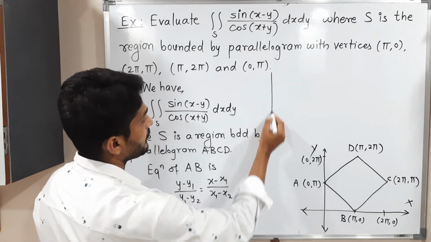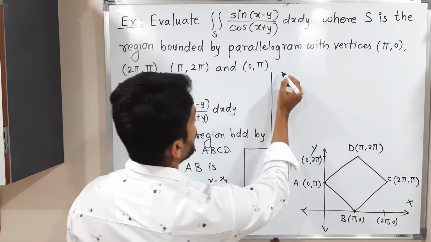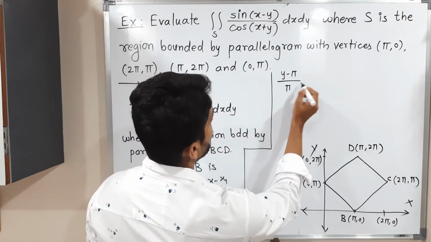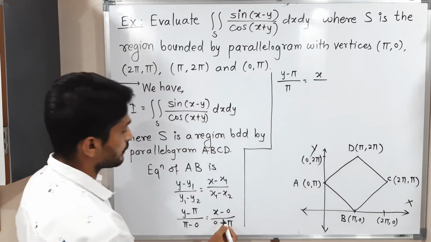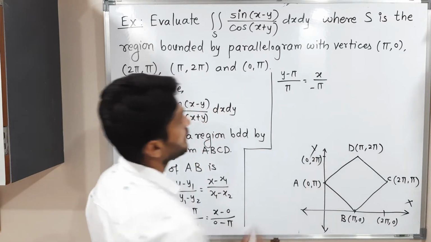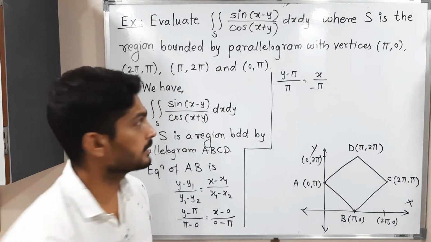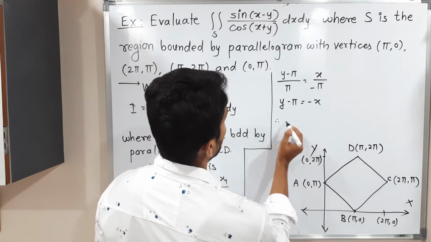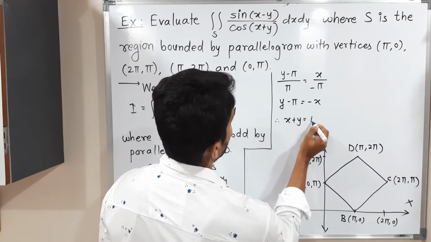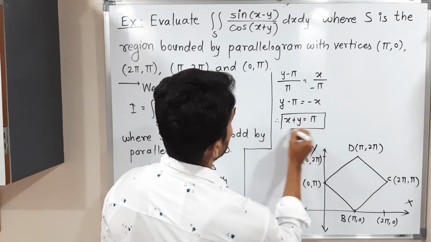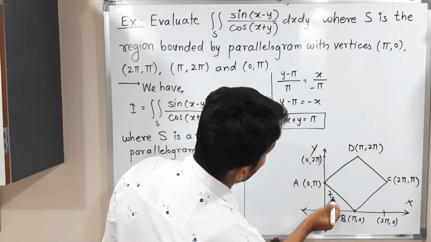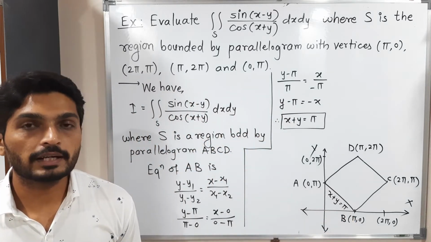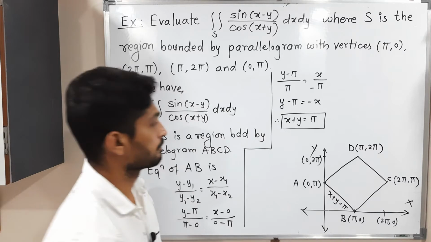Let us simplify it. (y minus pi) upon pi equals (x minus 0), which is x, upon minus pi. Pi gets cancelled, so we have y minus pi equals minus x, therefore x plus y equals pi. This is the equation of line segment AB. After that, we will find the equation of line segment BC.